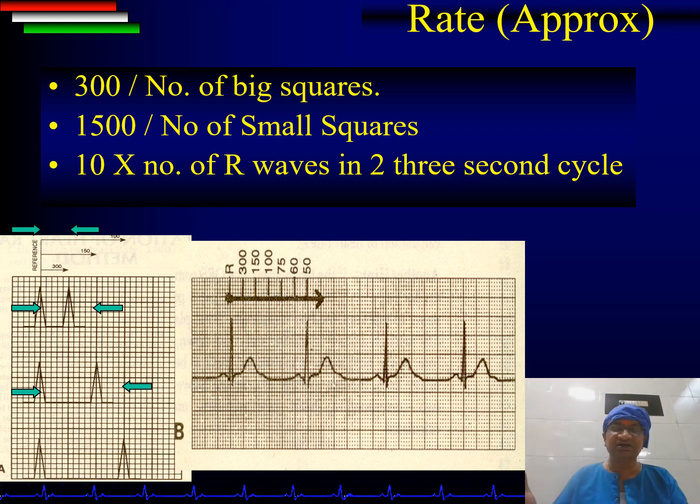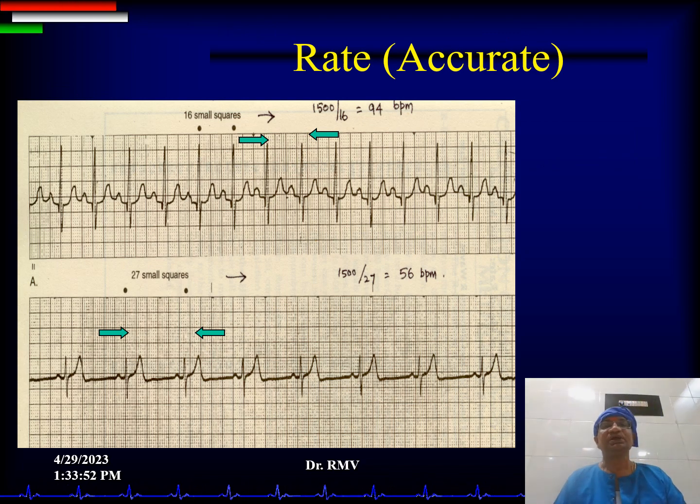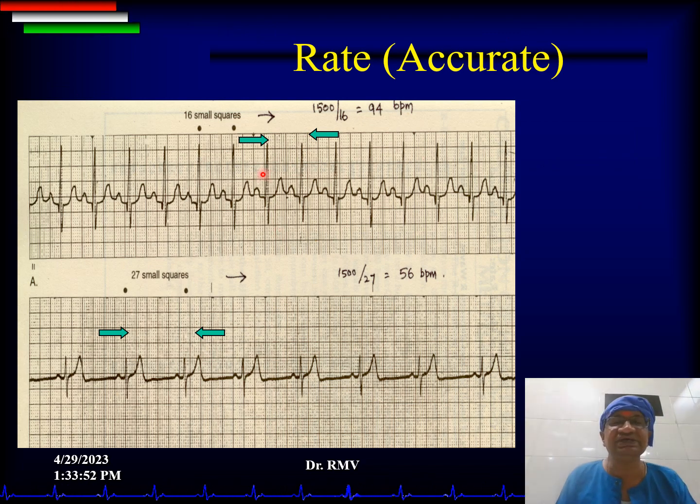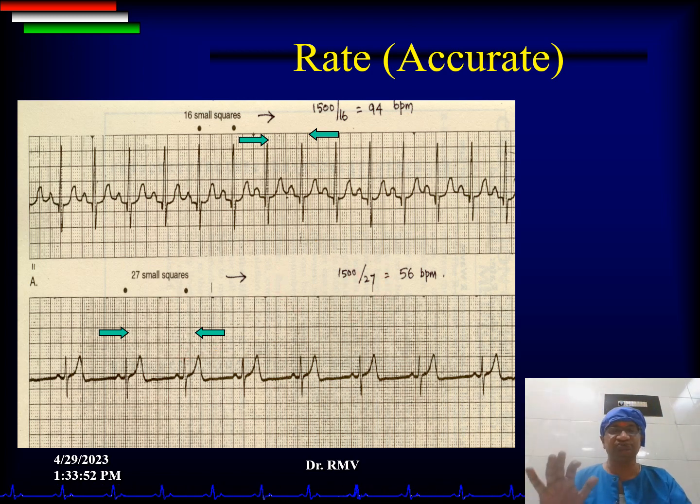When the rate is irregular, it is very difficult because the RR interval itself will change. There, what do we need to do? Now you see here, this is regular. RR interval, 1500 by 16. 15 plus 1, 16. 1500 by 16 is 94 per minute. Here you can see 1, 2, 3, 4, 5, 25 plus 1 plus 2, 27. So it is around 56 per minute. So this is how it should be read.